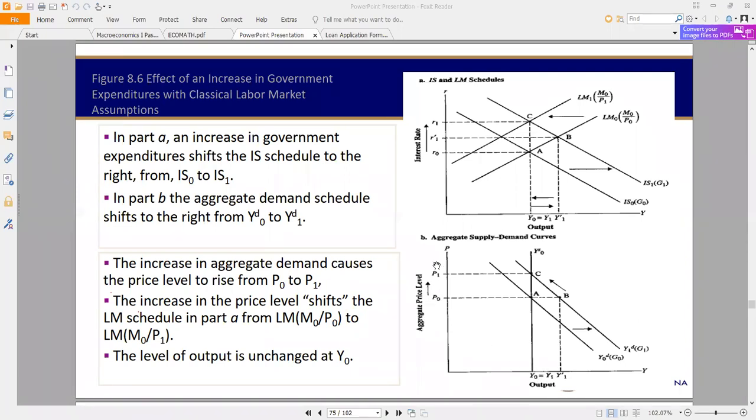Because after the increase in price, the real money balance will fall, the LM curve will shift upwards, the interest rate will go up, investment will fall, and then income will fall again. And you see there's no change in the output level at all. So this is the effect of an increase in government spending on the output level and price if we assume a vertical AS curve.